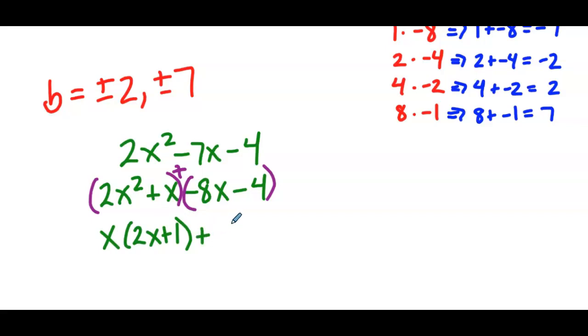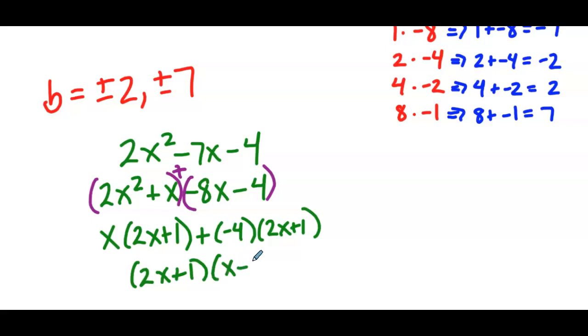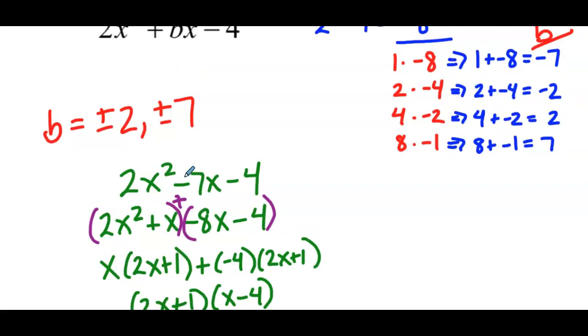Then we're going to have plus greatest common factor with the negative, because we need it to match 2x plus 1, is -4. And times 2x plus 1. Factor out that 2x plus 1. And then we have x minus 4. So that's just showing that -7 works, and you can show for +7, +2, and -2.